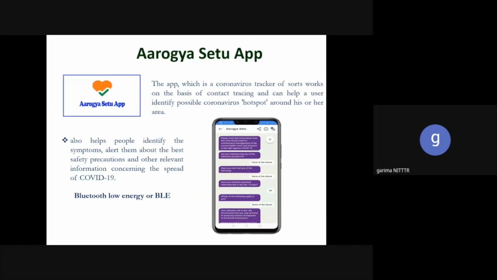In this, we have all utilized this particular app at least once in the year 2020. That is the Arogya Setu app. The app was basically a coronavirus tracker of sorts, which works on the basis of contact tracing. The objective of this app is to help a user identify possible coronavirus hotspots around his or her area. It also helps people identify symptoms, alerts, and so on. This technology works on Bluetooth low energy, and they get the information on the basis of this technology and transfer that information to the particular user in the app. You are all aware of this app, the Arogya Setu app.